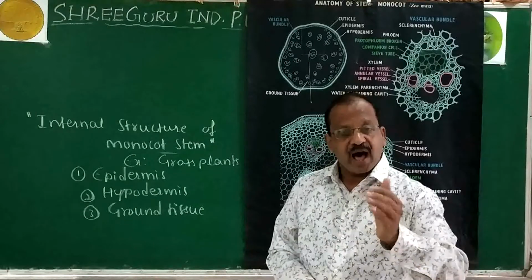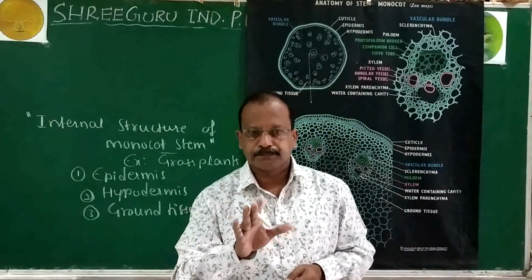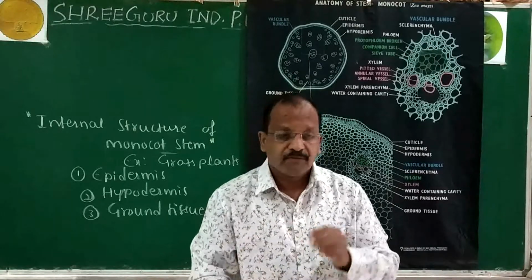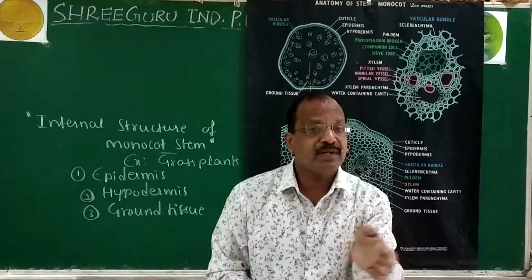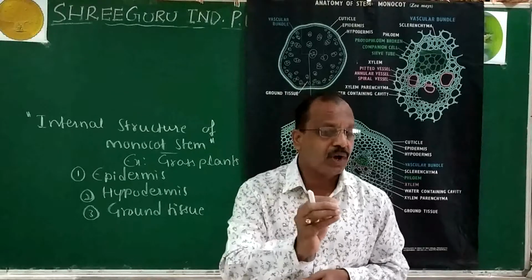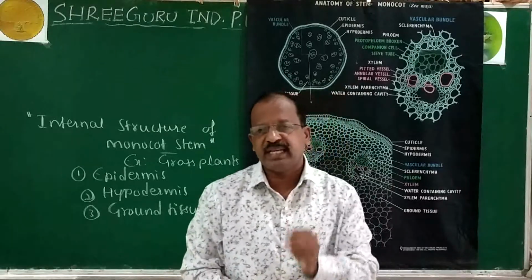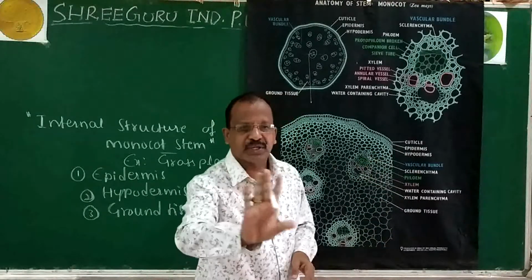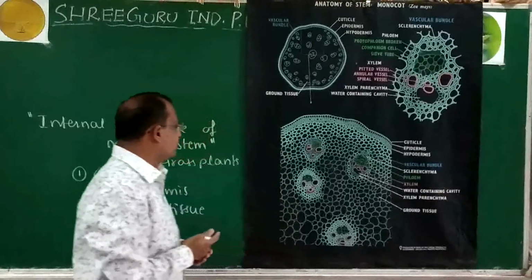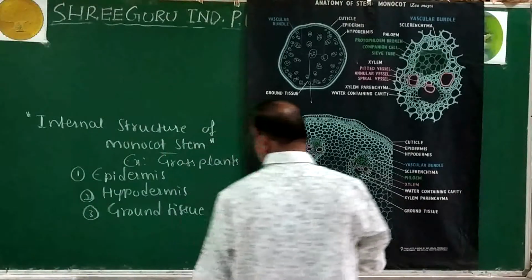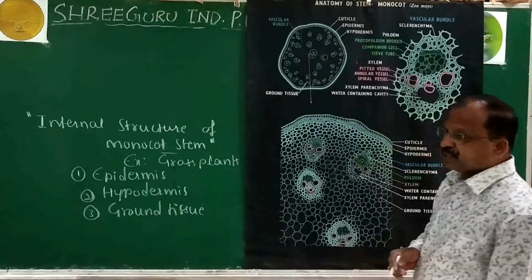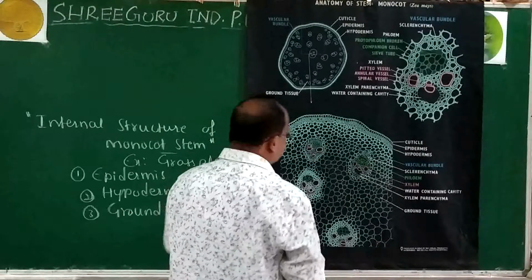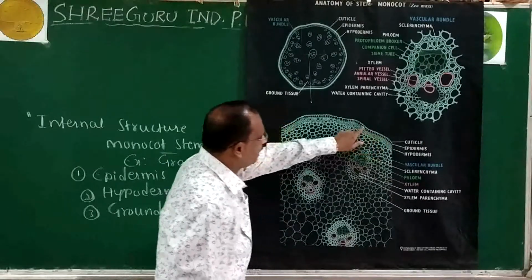When they ask you to explain, you have to write the concerned matter. In the same way, when they ask, draw a neat labeled diagram of TS of monocot stem, you draw only the figure, explanation is not required. So when you take the transverse section of a monocot stem, you will get three regions, namely epidermis, hypodermis and ground tissue. First look over epidermis.